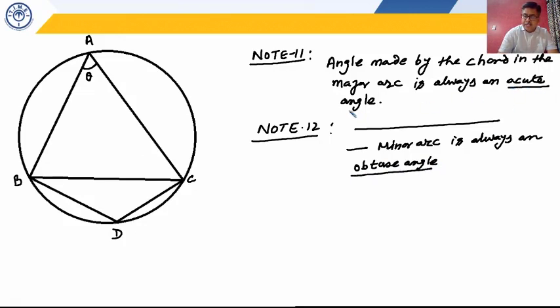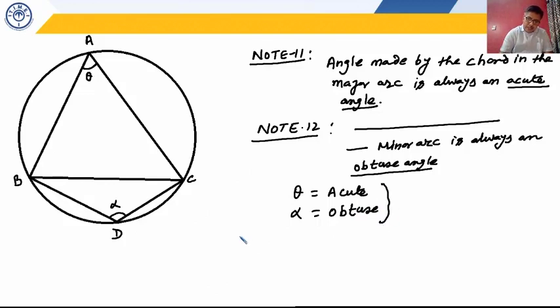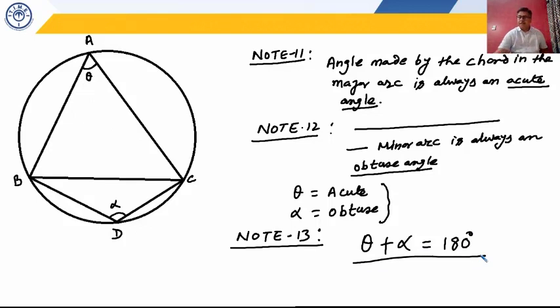So angle made by the chord in the major arc is acute angle. So this is your chord BC and this is your major arc. So angle BAC is theta, acute angle, but angle BDC would be obtuse angle. So theta is acute and alpha is obtuse angle. And one more thing, this is note number 13. These two angles are always supplementary. So theta plus alpha is always 180 degree. I hope this point is clear. So if this is theta, then this angle alpha must be 180 minus theta.